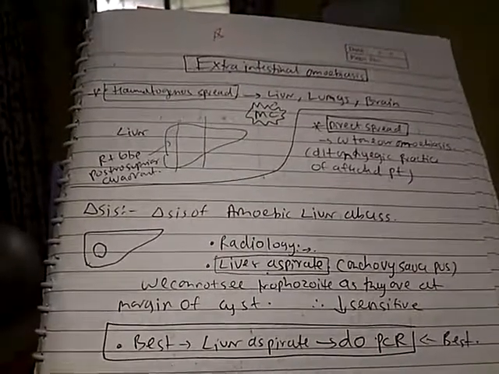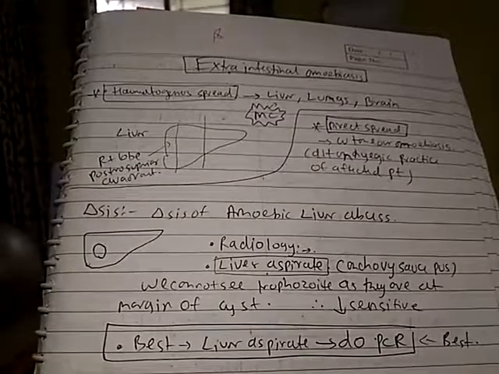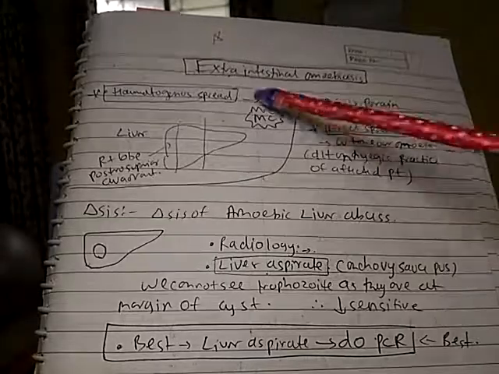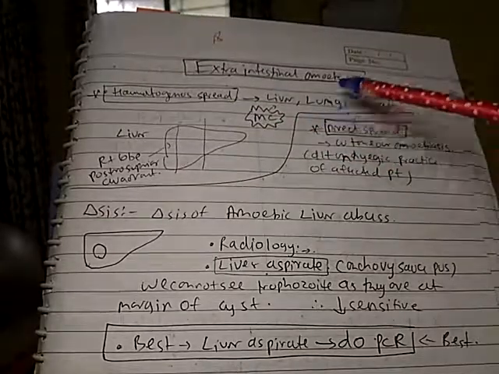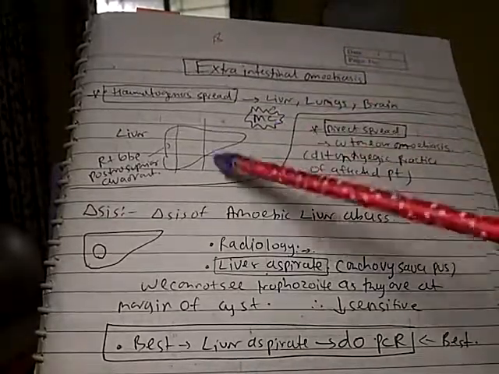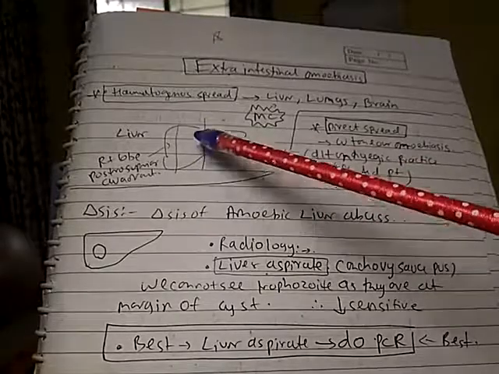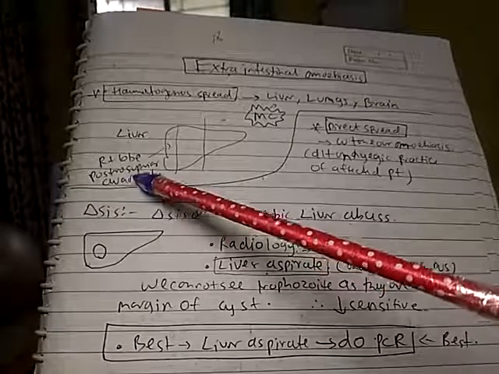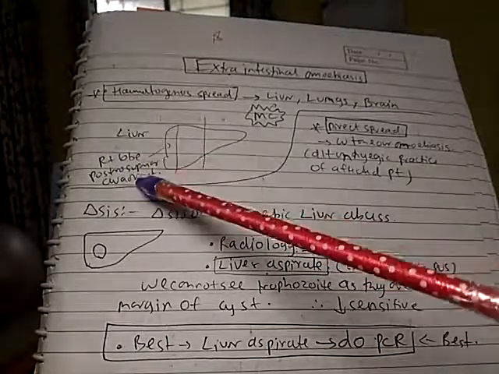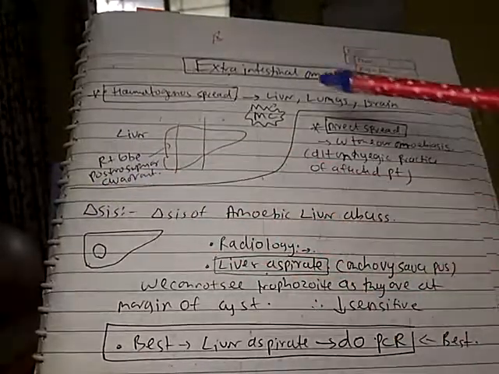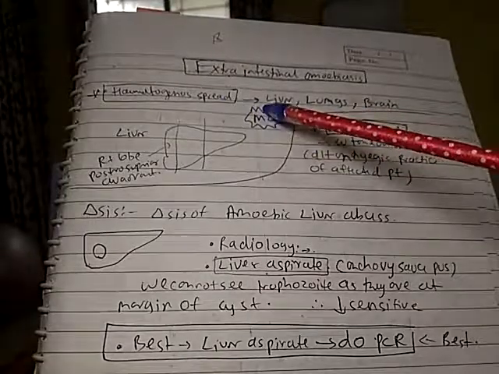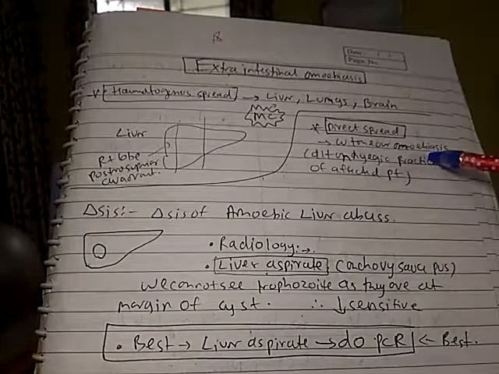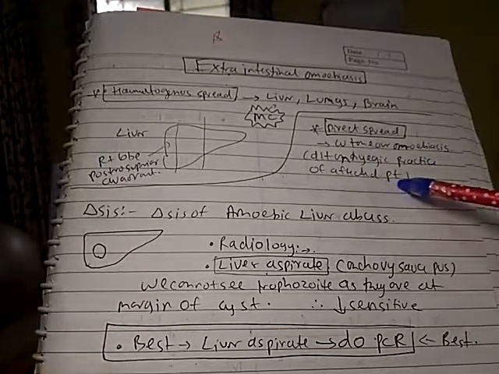Now, extra-intestinal amoebiasis of this Entamoeba histolytica, that is extra-intestinal spread of this amoebiasis, it is hematogenous spread. It spreads to liver, to lungs, to brain. Liver is the most common, and in the liver, the right lobe, which is the posterior superior quadrant of the right lobe, is the most common site. This is about hematogenous spread. Also, there is direct spread. Cutaneous amoebiasis may be seen due to unhygienic practices of affected patient.